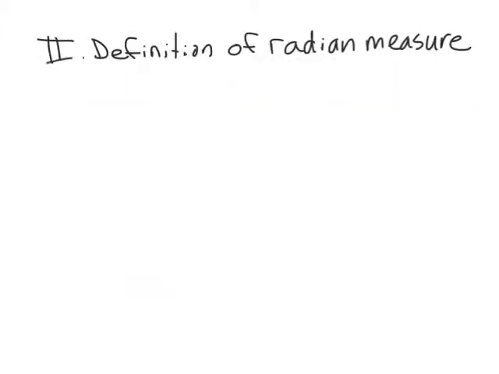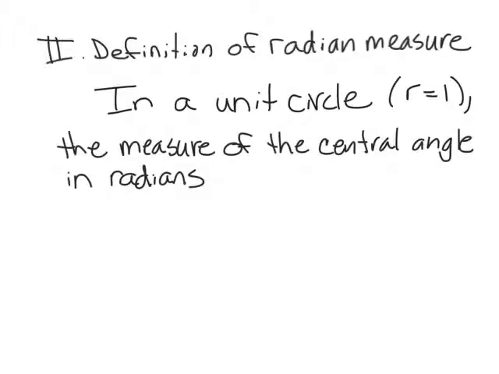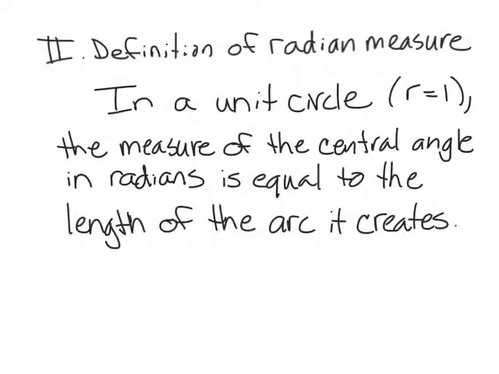So we'll start next by writing down the definition of radian measure. And we start with this statement. In a unit circle, that means I have a radius of 1, the measure of the central angle in radians, and remember the central angle is the angle that's subtended in the middle of a circle, the central angle in radians is equal to the length of the arc it creates.